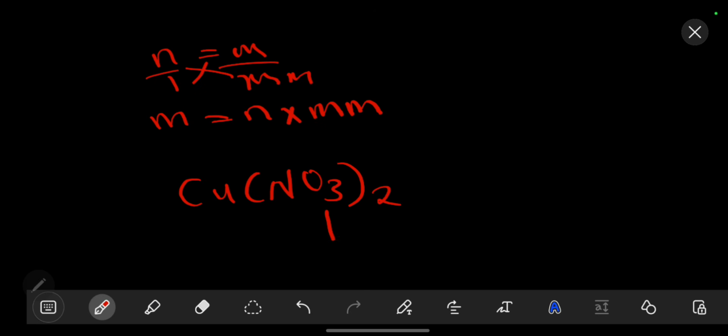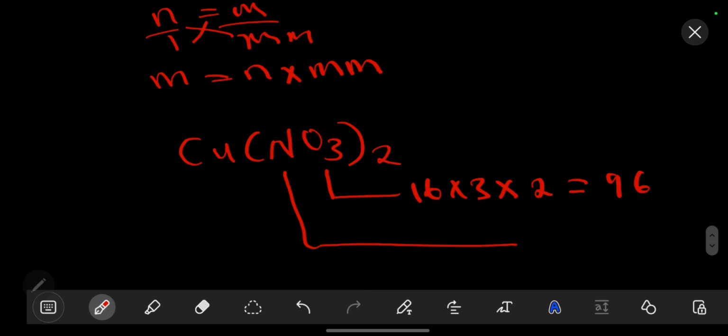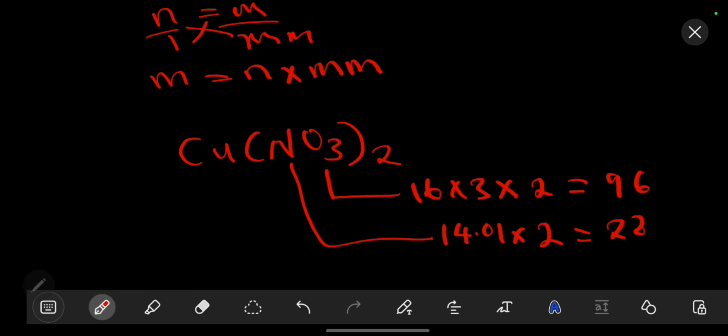Then we are going to find the molar mass. The molar mass of oxygen is 16 grams per mole, times the number that is there, which is 3, then times this 2 that is outside. So we have 16 times 3 times 2. This gives us 96. Then we go to our nitrogen, which has a molar mass of 14.01. We multiply by the 2, since the 2 multiplies everything. We are going to have 28.02.